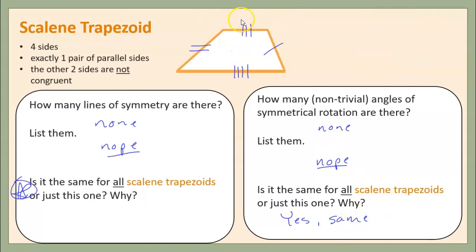How about reflectional symmetry? We cut it in half, we cut it in half there. Similar arguments. If we cut any of these in half, it's not going to match half of any of the others. And if we make it so that half does match where we do cut it, the other side won't match. So yeah, these reflectional lines of symmetry don't exist for any scalene trapezoid for the same reason, because of the definition of a scalene trapezoid.